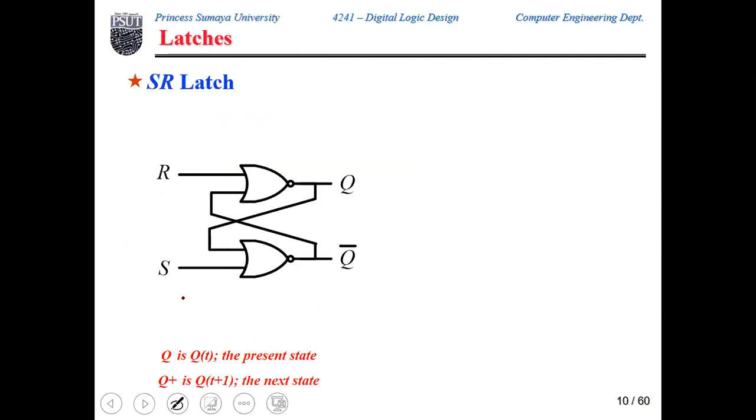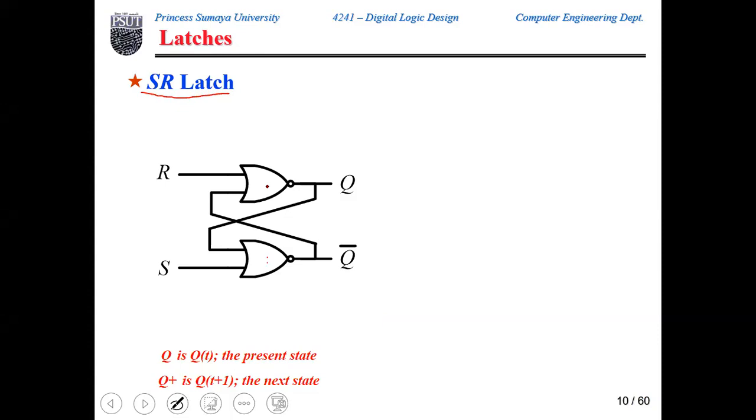So let's start with the latches as storage elements. There are many types of latches. One example on latches is basically what is called SR latch, or they call it the cross-coupled NOR gates. Basically, the logic diagram of this circuit consists of 2 NOR gates. So for these 2 NOR gates, we have basically 4 inputs.